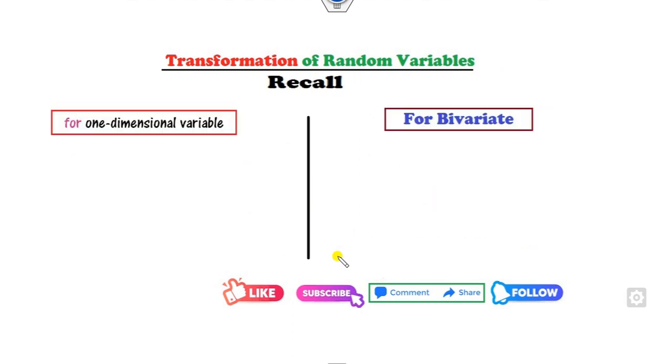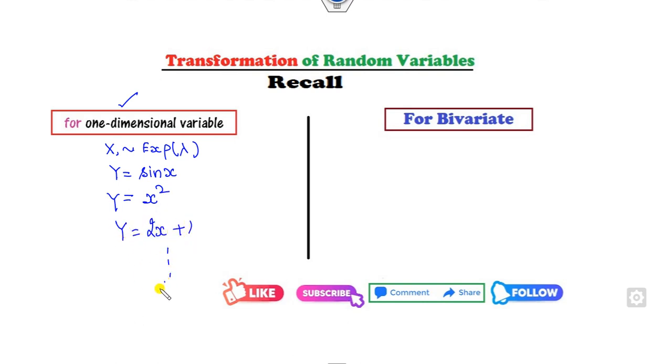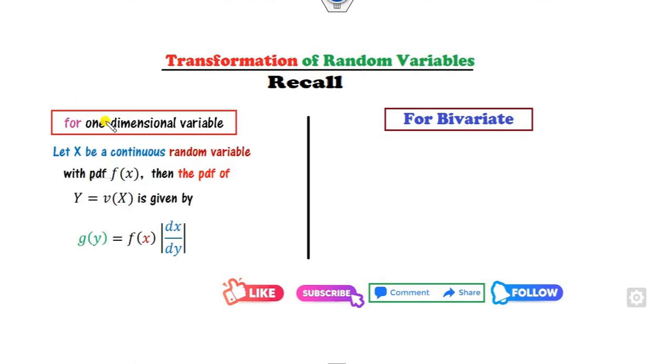Now I can quickly recall what we did in the previous lectures. Whenever you have the one-dimensional problem, that means if you have the variable x, for example x follows an exponential distribution, how you can find the density function of y which is sin x, the density function of x square, the density function of 2x plus 1 and so on. That we have discussed for the one-dimensional random variable. We found the PDF by using this transformation formula.